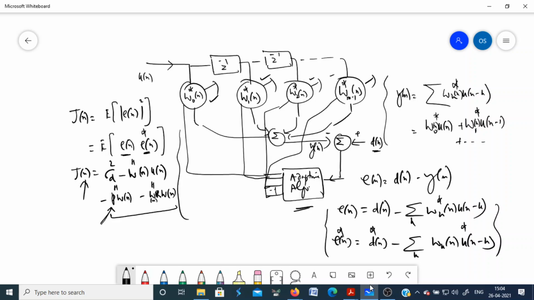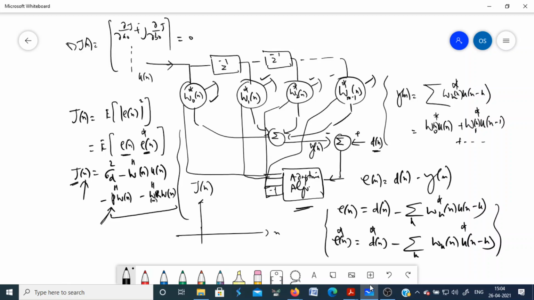Okay. Now what we do in the steepest descent algorithm: you have J(n), and in general the mean square error is a function of filter weights. In the previous case, we have seen that J is the mean square error, which is a second order function of the filter weights. So we found a gradient vector del J, which is del upon del a0 j plus j del upon del b0, and so on, then differentiation with respect to a1 and b1, a2 b2. This gradient vector was equated to 0, and it was nothing but minus 2p plus 2Rw.